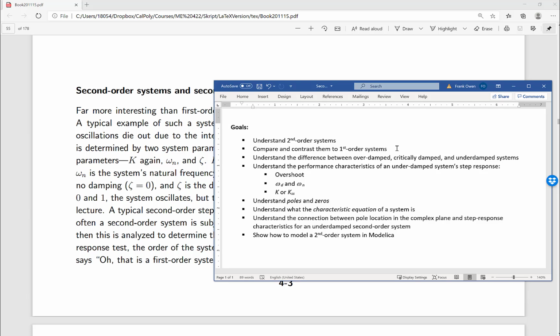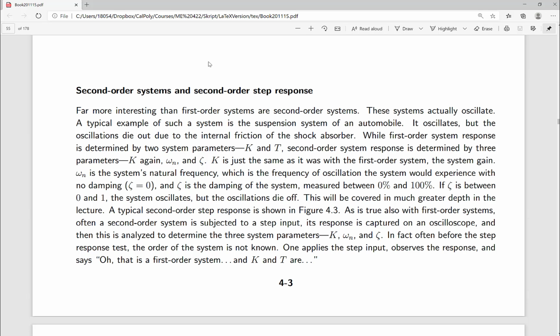And then there's actually a sort of shorthand way to look at second order systems. If you look at the location of their poles on the complex plane, we will see how the location of those poles on the complex plane influences the step response of the system. And then at the end, we will learn how to model some second order systems in the modeling program Modelica.